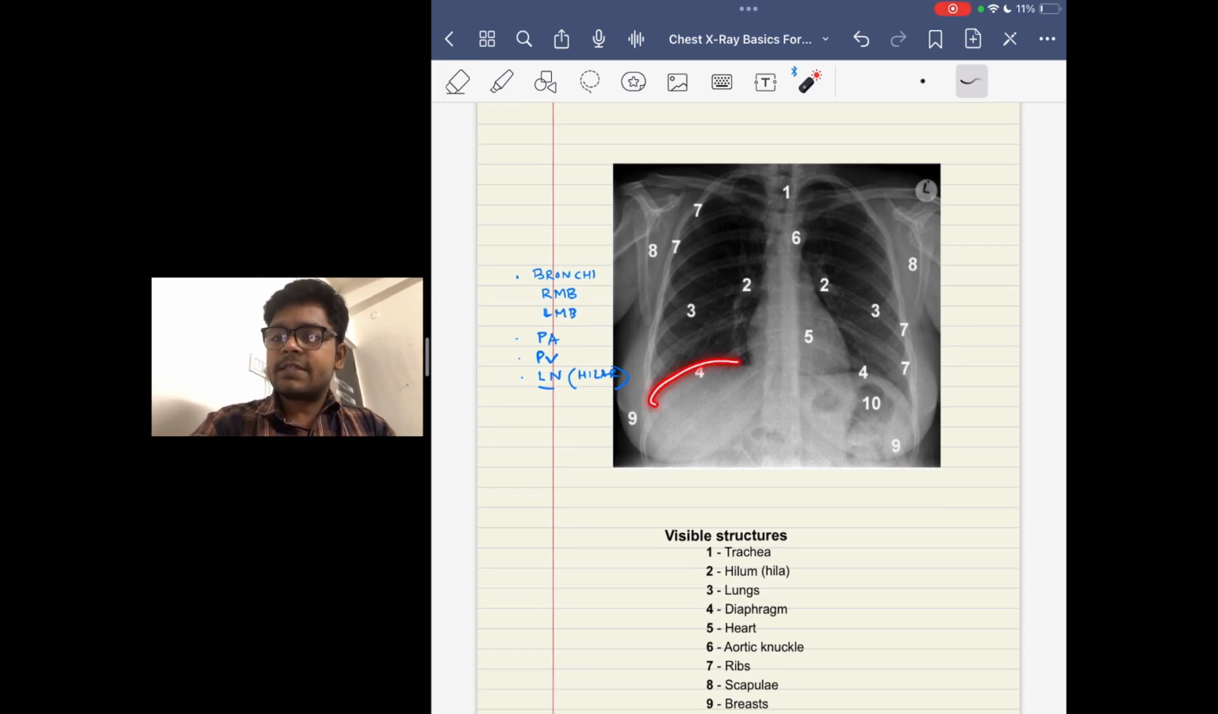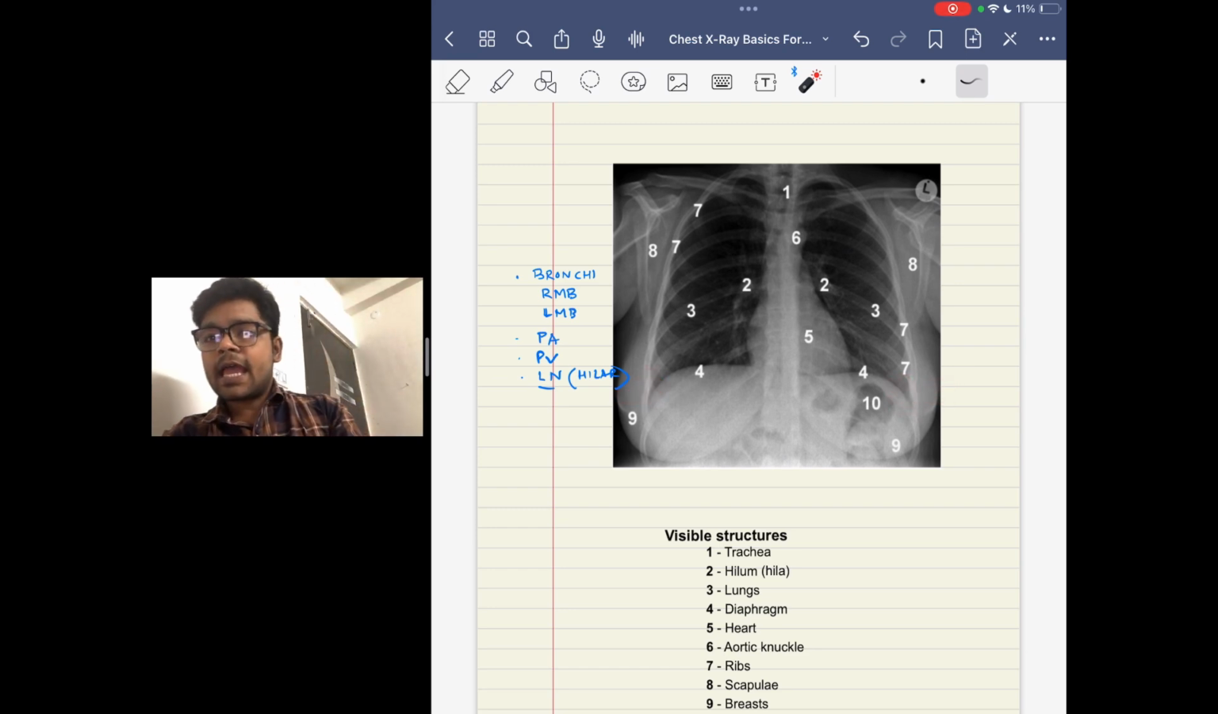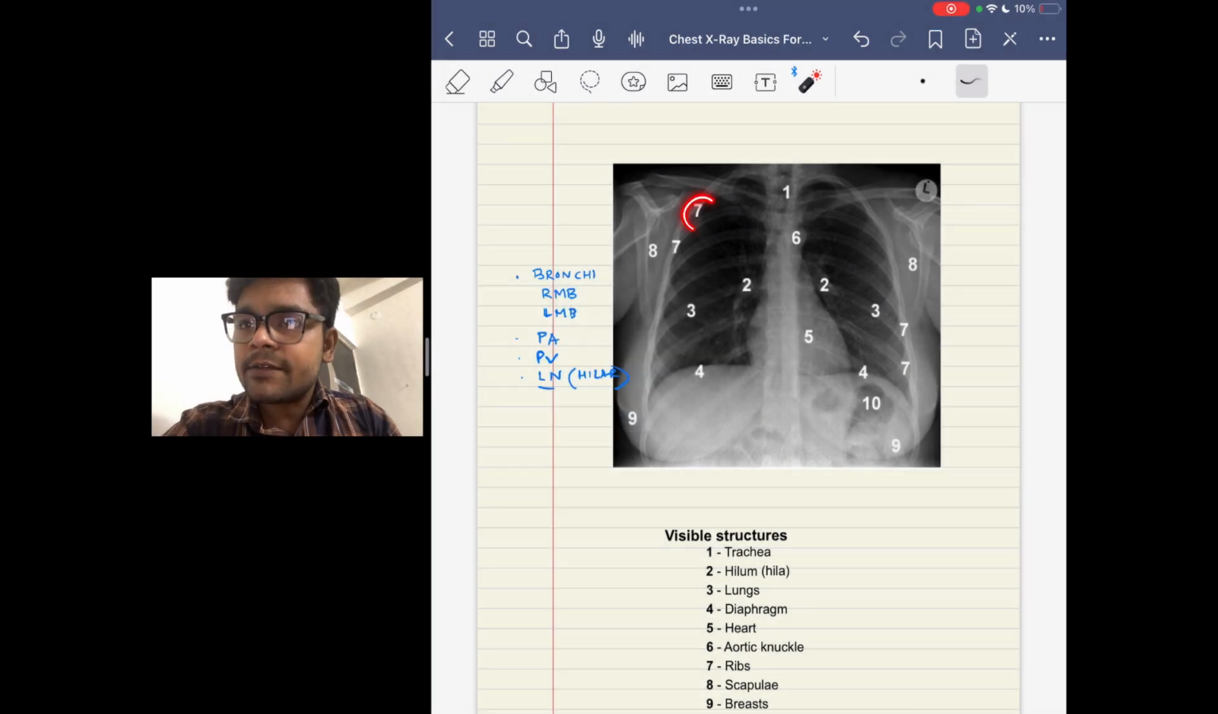So 5 is the diaphragmatic shadow, and you need to see the entire contour of the diaphragm very properly. 4 is that, and 5 is the cardiac silhouette. We will be seeing the structures forming the left heart border and the right heart border, and these are the costophrenic angles, which should be clear, right? And these are the scapula, less important structures, but definitely you should be looking for them. And these are the ribs.